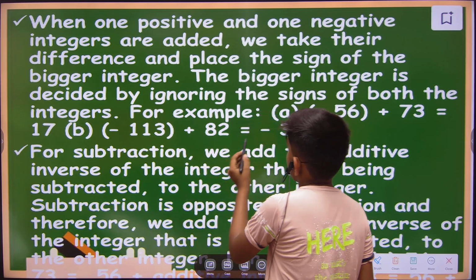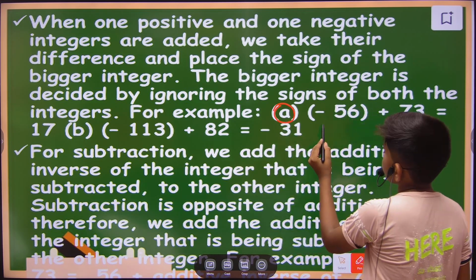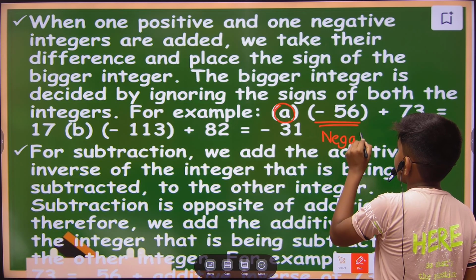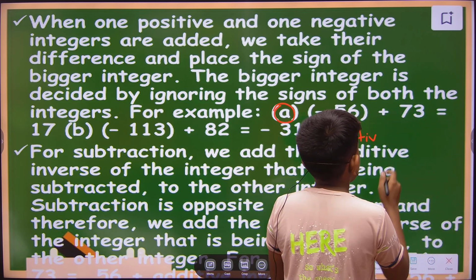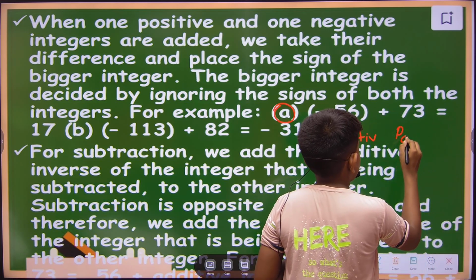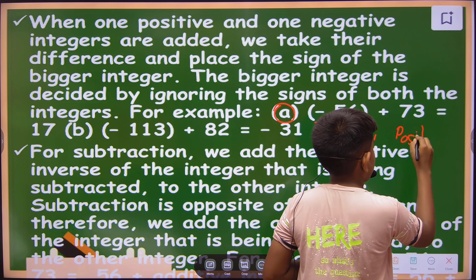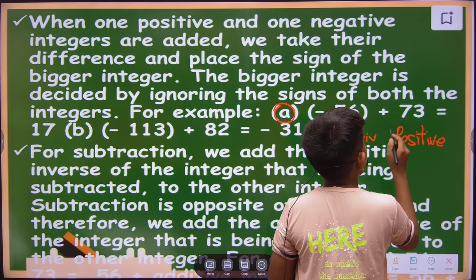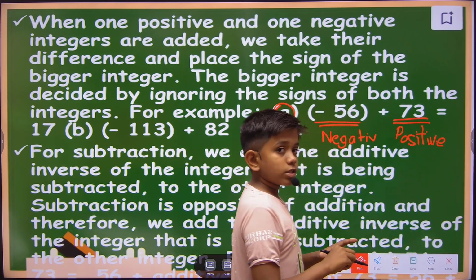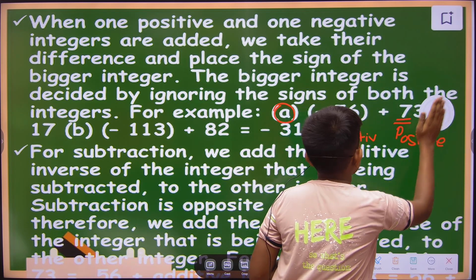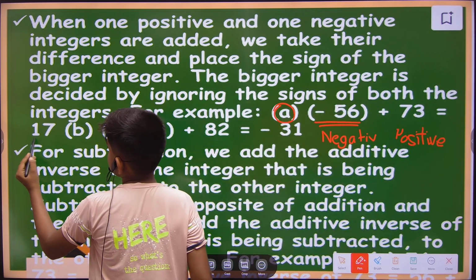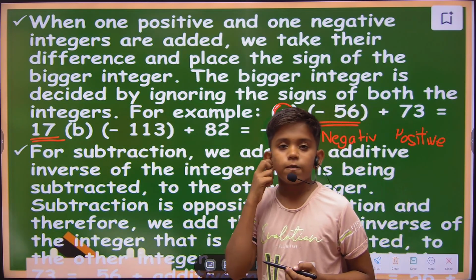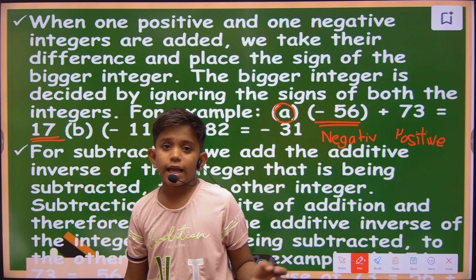For example, we have example A: -56 is a negative integer, and here 73 is a positive integer. So the value of 73 is greater, because the absolute value of 73 is greater, so we get the answer 17, when we subtract 56 from 73.